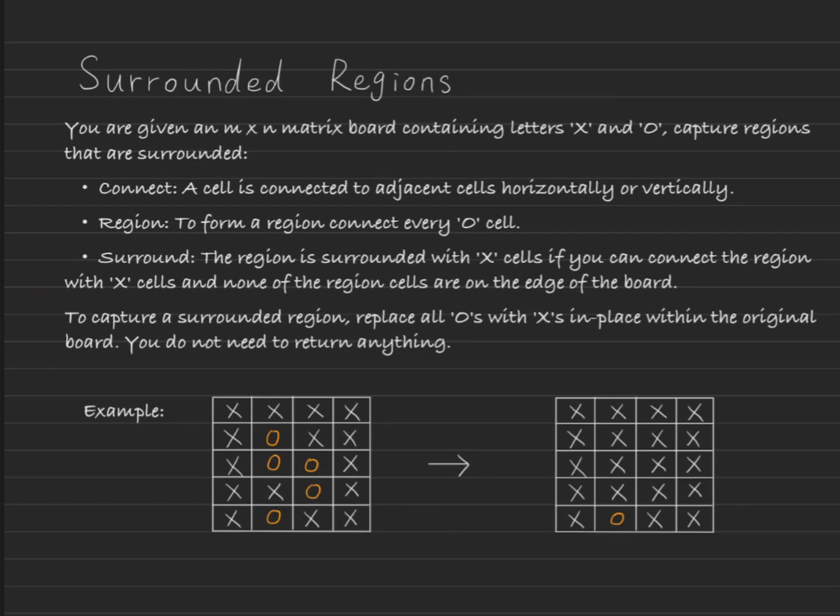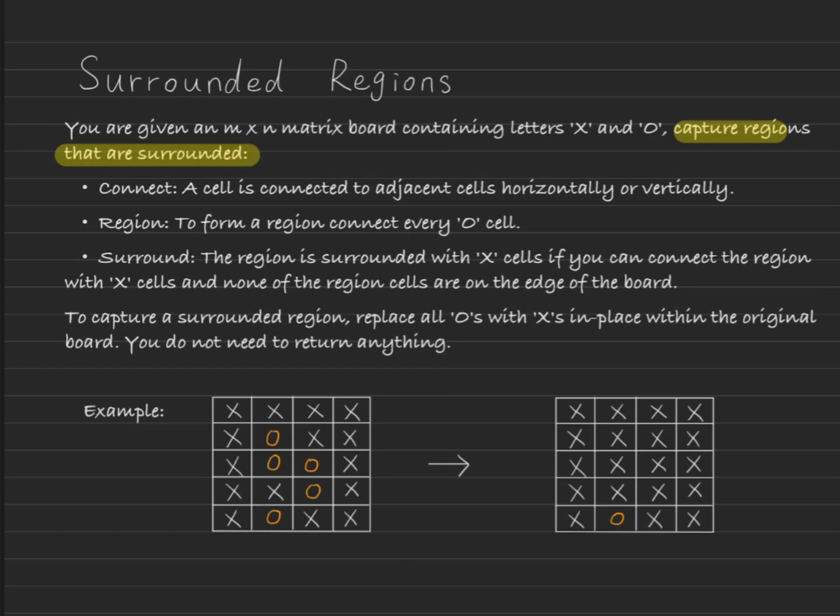Today's question is surrounded regions. The question is as follows. You're given an n by n matrix board containing letters X and O. The goal is to capture regions that are surrounded.